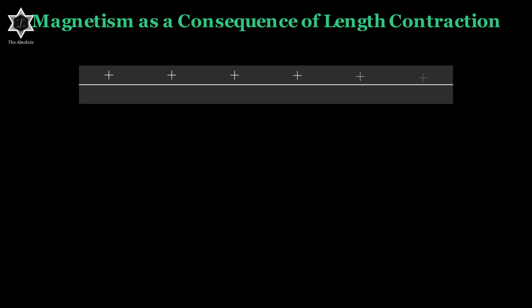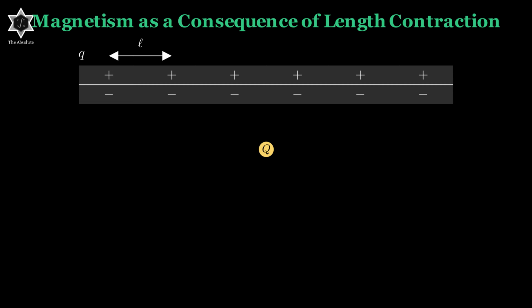Picture a wire carrying a current. Positive charges flow to the right, spaced by an average distance, L. For the wire to stay neutral overall, negative charges sit still, spaced by that very same L. So there's no electrostatic force at all on a test charge, Q, sitting outside the wire.